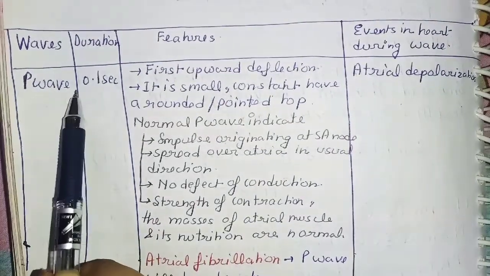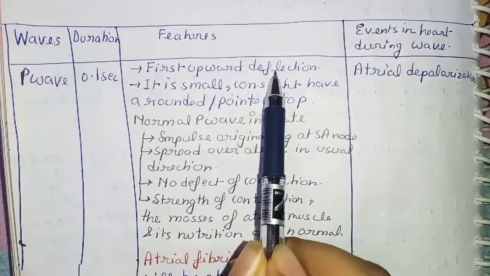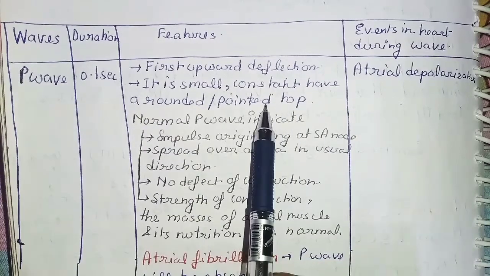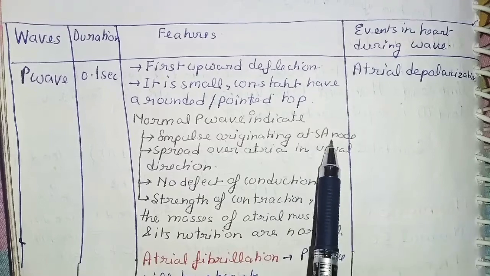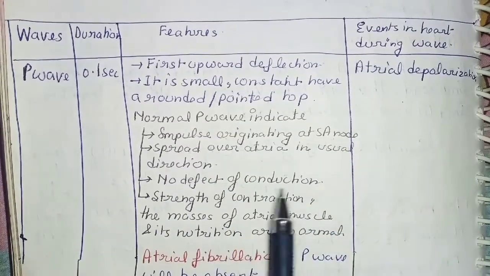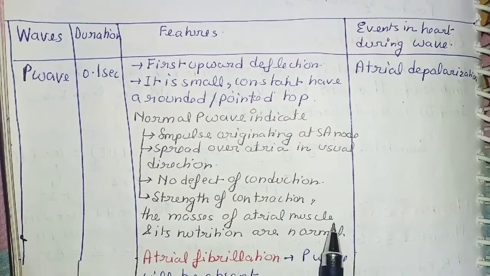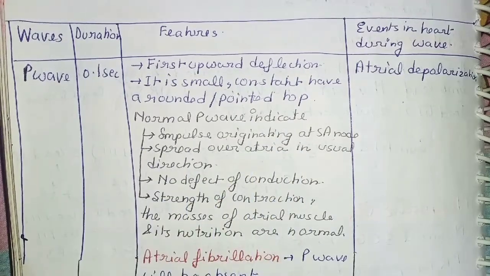Now waves. P wave. Duration is 0.1 second. Features: first, upward deflection. It is small, constant, with a rounded pointed top to P. Normal P wave indicates impulse originating at SA node, spread over the atria in the usual direction, no defect of conduction, and the strength of the conduction, the mass of the atrial muscle and its nutrition are normal. Normal P wave indicates all these things.